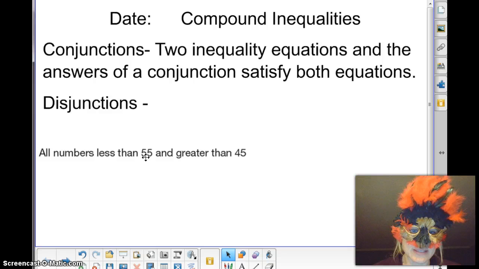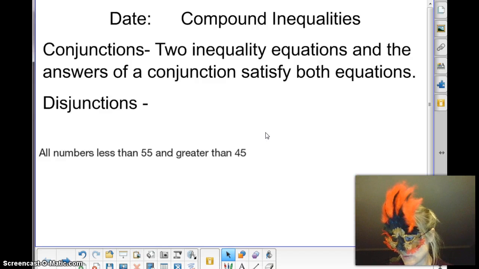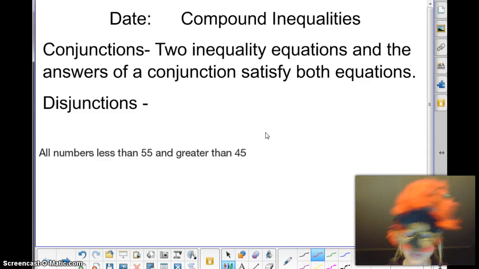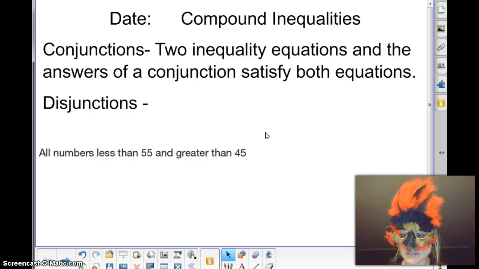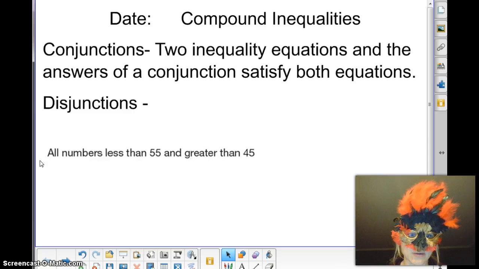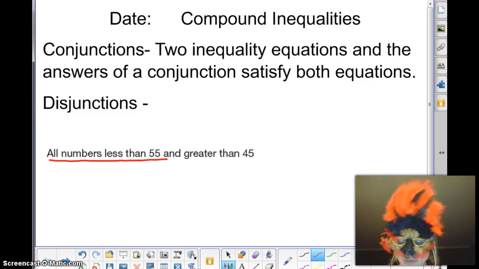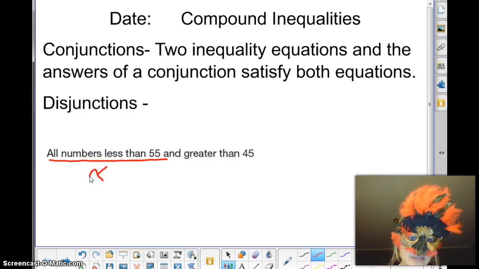All numbers less than 55 and greater than 45. Okay, so all numbers. So we know we're talking about inequalities, and you know you're talking about greater than, right? So if I look here, I'm going to break this up into two sections. So the first thing I'm going to look at is all numbers less than 55. So I'm going to give all numbers a variable of x. So I'm going to say x, and it doesn't say including 55, so I'm going to say less than 55.